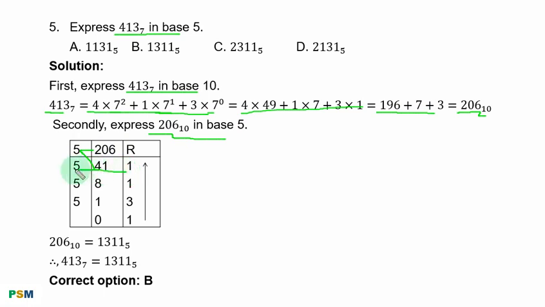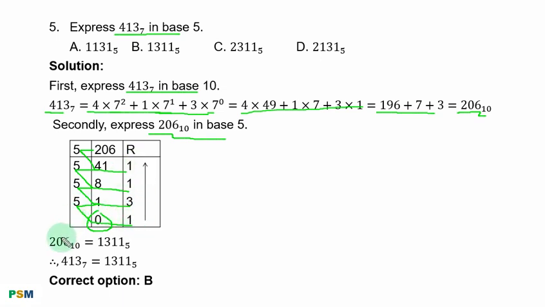41 divided by 5, 8, remainder 1. 8 divided by 5, 1, remainder 3. 1 divided by 5, 0, remainder 1. The last result is 0. You stop division and you write the remainder upward.